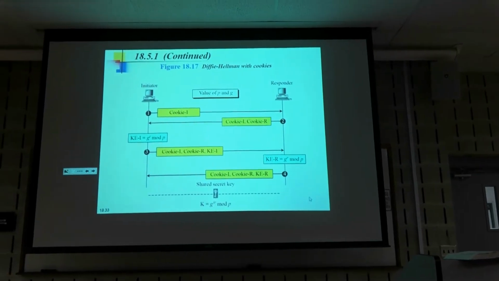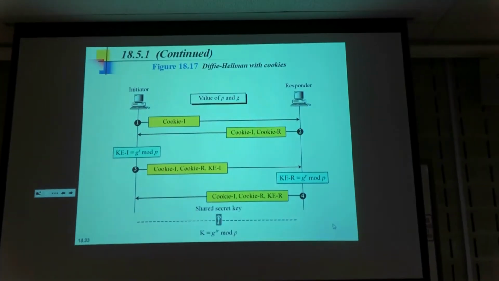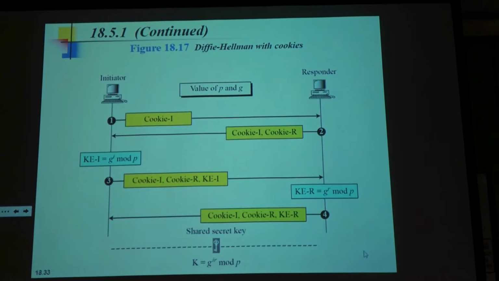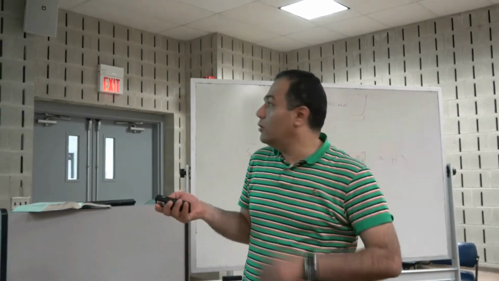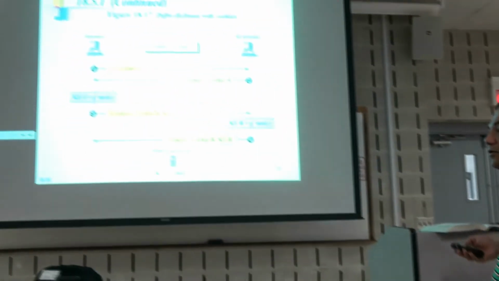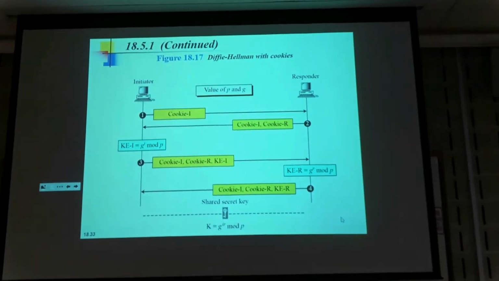Okay, so when the initiator sends a request to the responder, let's say the initiator is a fake one and keeps sending, the responder will be busy creating the keys. So the responder needs to make sure it's coming from the right initiator. So you send some cookie. Cookie, what is a cookie? Information. It could be the IP address, the DNS name, whatever it is.